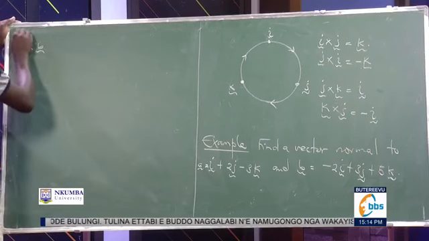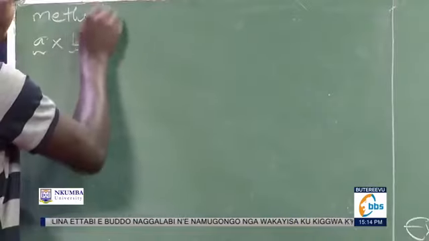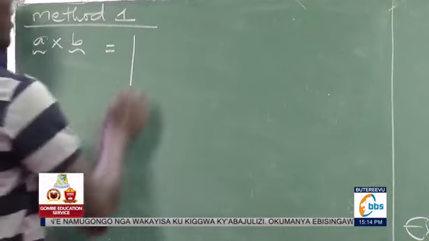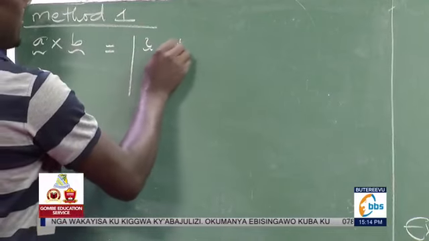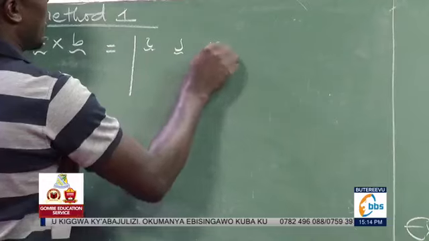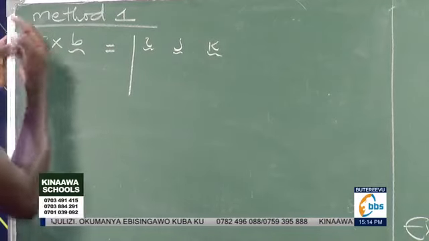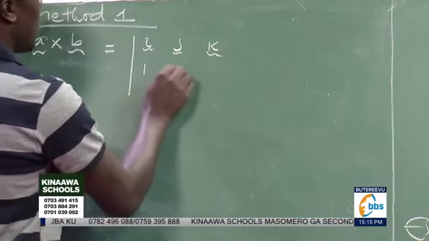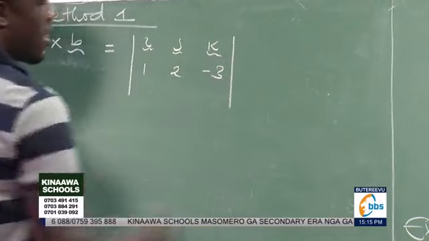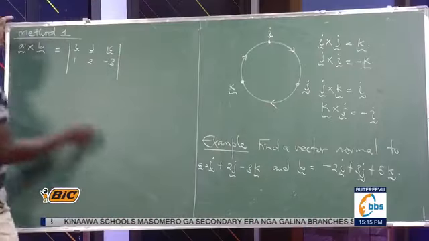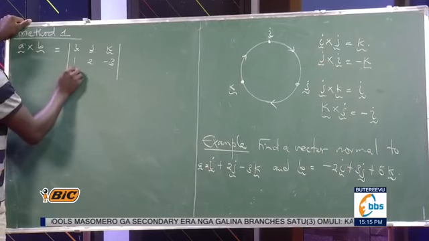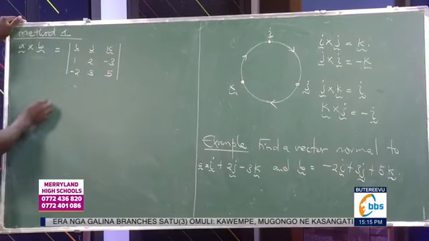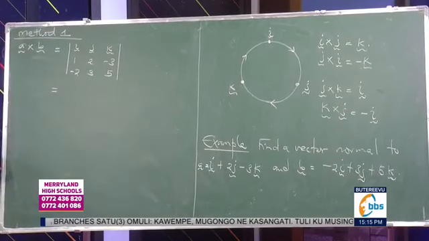So A cross B using the determinant method, let's call this method 1. This should be equal to the determinant of the matrix I, J, K. We put the coefficients of A, and that is 1, 2, -3. And then the coefficients of B, we have this definition. We saw it in the previous discussion: -2, 3 and then 5.